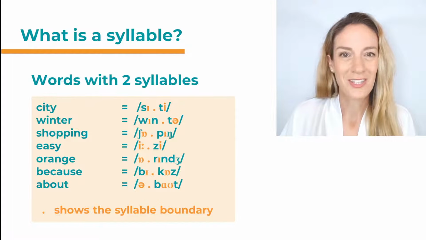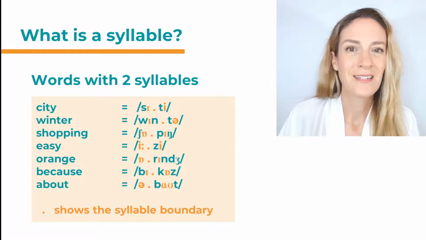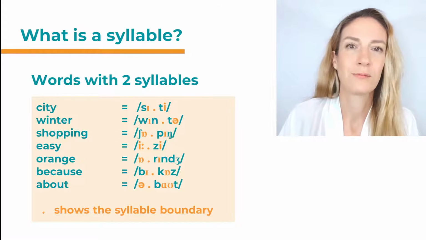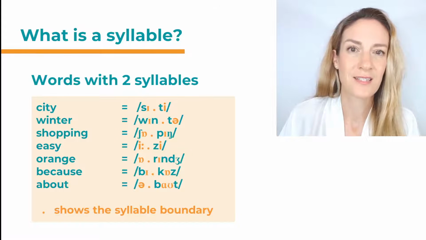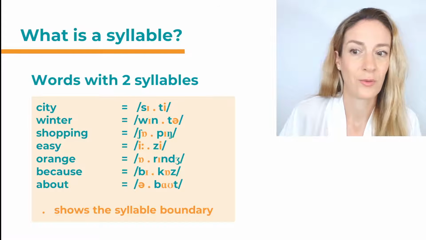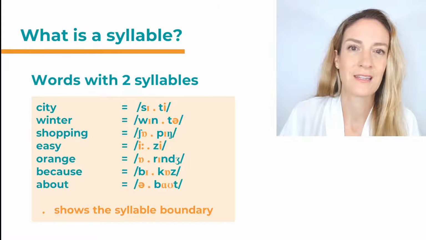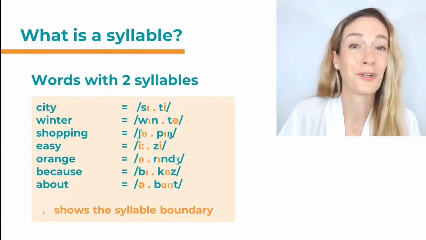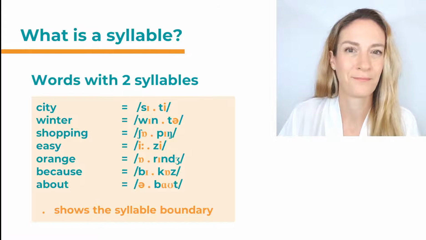And the dot that I put in the middle, you can see this little orange full stop, that is to show you where the syllable boundary is. So for example, in the first word, the first syllable is si and the second syllable is ti. Or in the second word, the first syllable is win and the second syllable is ta. And this is important when we move on to words that are even longer. So every time you see this dot, it marks the syllable boundary.